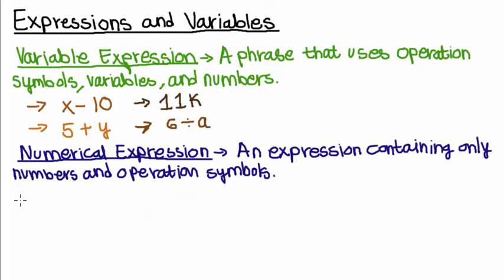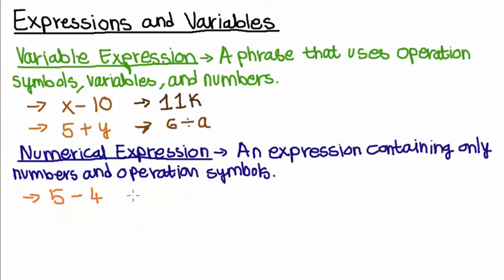So now let me give you a few examples of what a numerical expression looks like. First of all, a numerical expression could look like this over here. Something as simple as 5 minus 4 is called a numerical expression because it contains numbers 5 and 4 and an operation symbol of the subtraction.